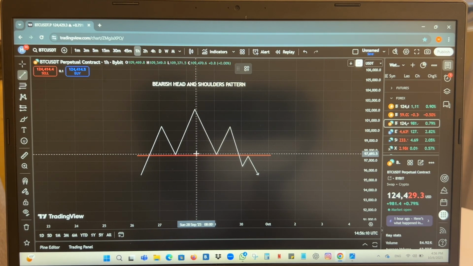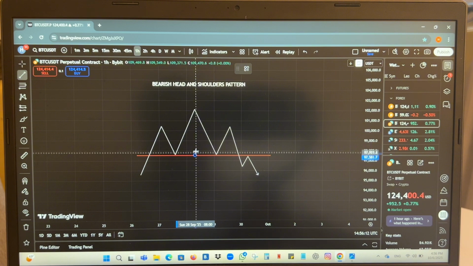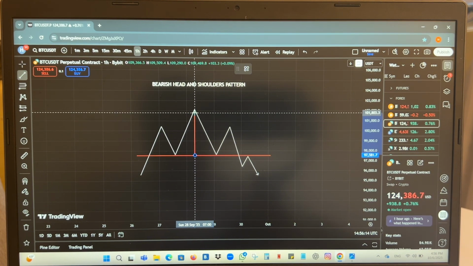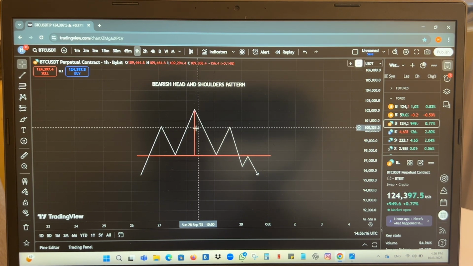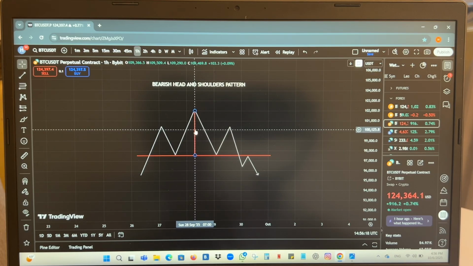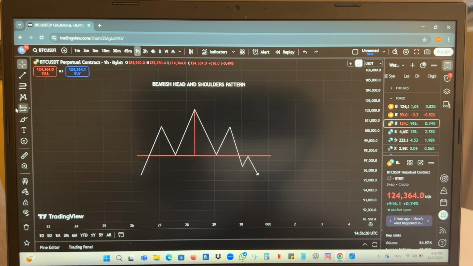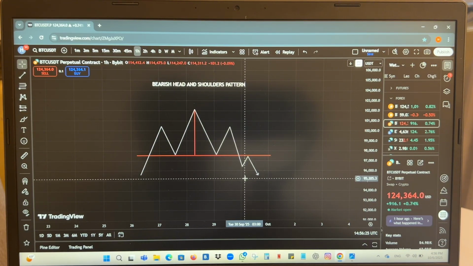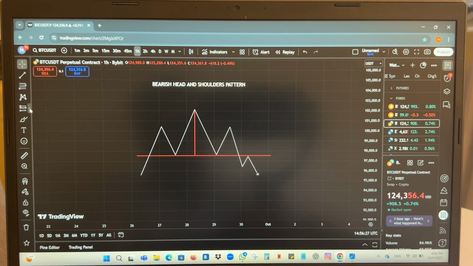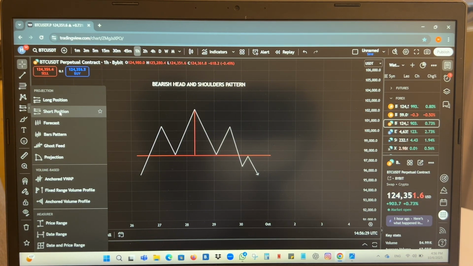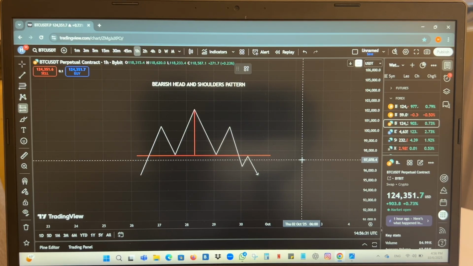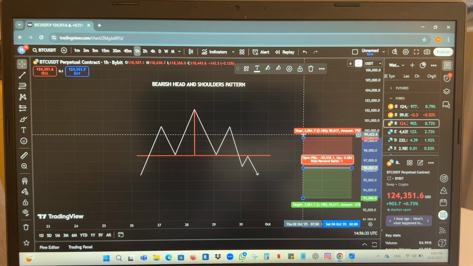Now by the looks of it, you can see that this level is going to be a TP, so we'll keep it there for now. Now I will show you where to put the entry. In this case, if this kind of formation is shown in the market, you have to know for sure that it's going to be a short position. Okay, so we'll keep it here.